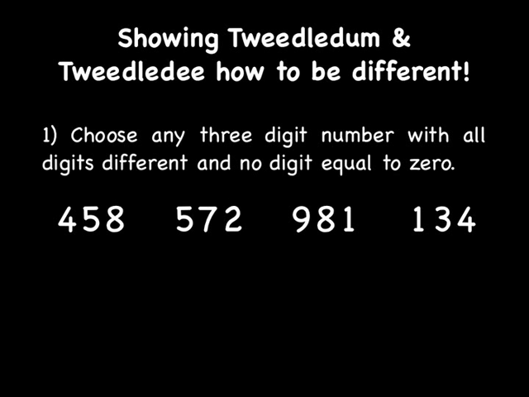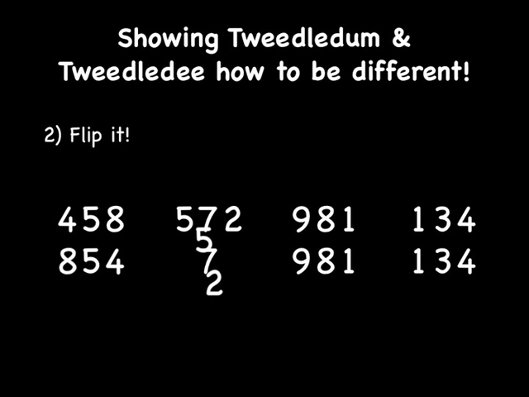And then what we're going to do is we're going to flip it. So here we flip the number. And this is really just what you guys were doing, Tweedledum and Tweedledee. But we're going to now subtract the smaller number from the larger number.